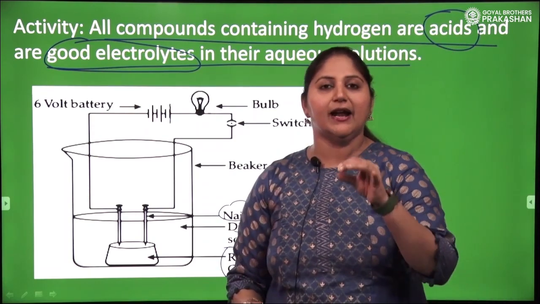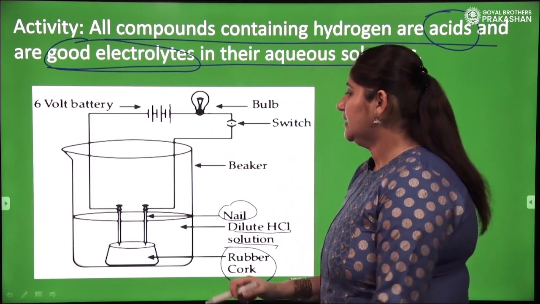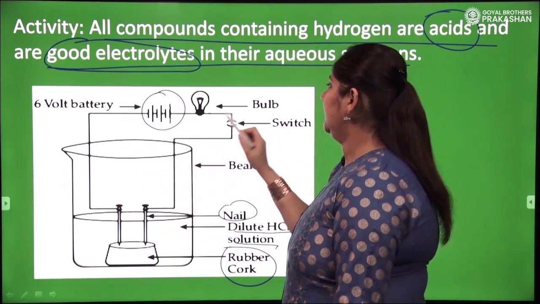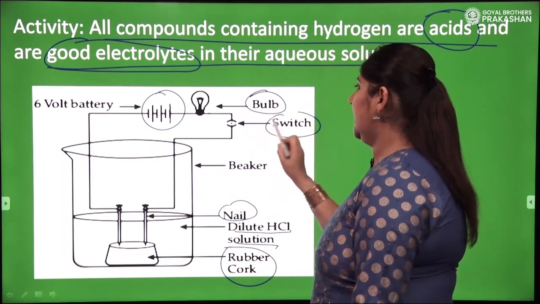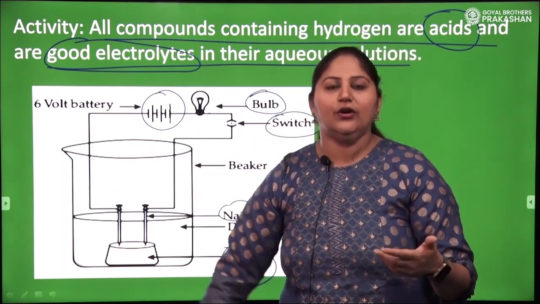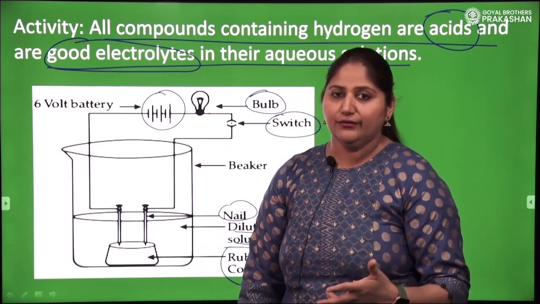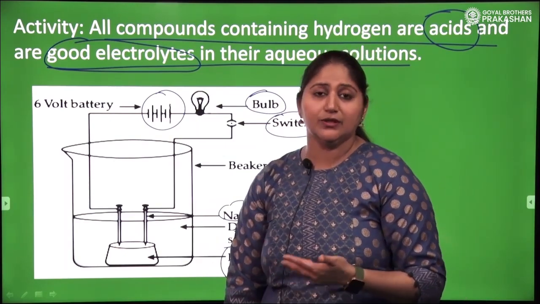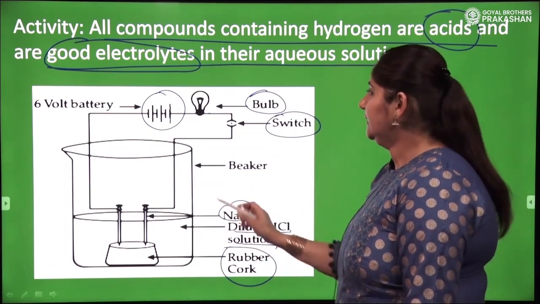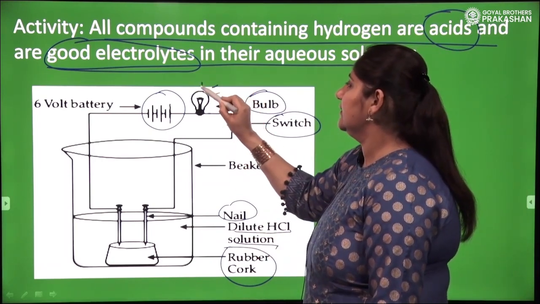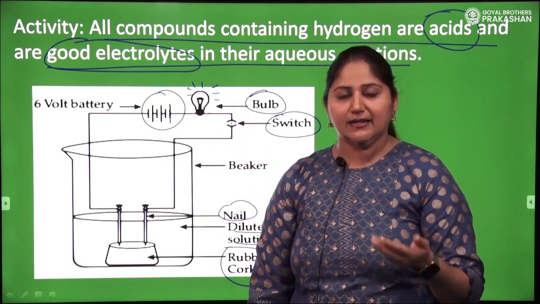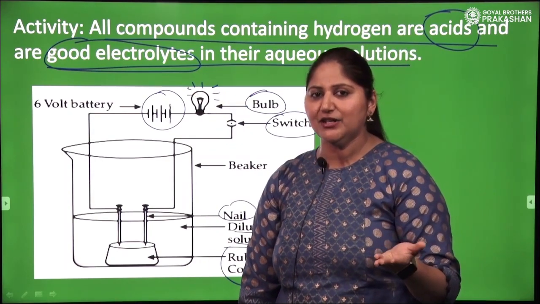Dilute means we have added it in water, right? Then we have connected it with a 6-volt battery, and there is a bulb and switch attached, right? So we will see whether the bulb will glow or not. When we did this activity, it was found that when we take HCl here, this bulb actually glows, right? It means, is HCl a good conductor or bad conductor, children?